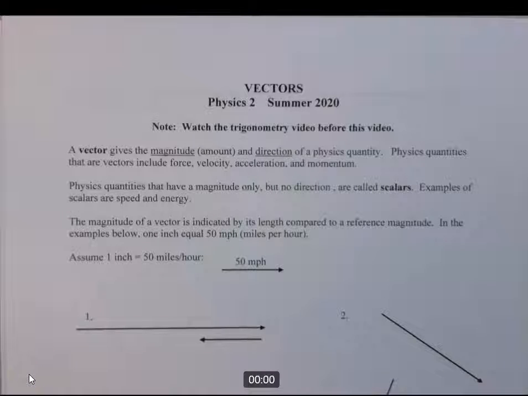All right, this is a lesson on vectors for Physics 2, Summer School 2020. You should watch the trigonometry video before this video. So let's go ahead and get started with this.